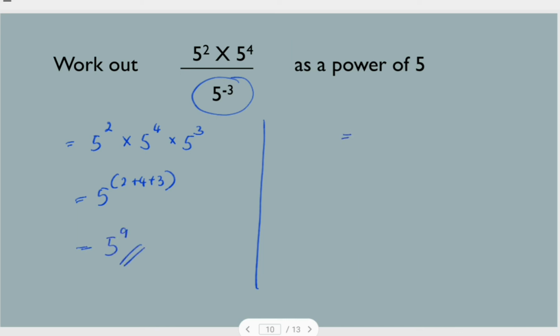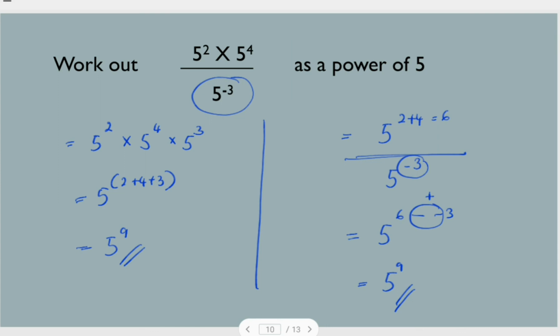Or else 5 to the power 2 plus 4 would be 6 divided by 5 to the power minus 3. So 5 to the power 6, instead of division you can put minus, and then you can apply this minus 3. Minus minus would become plus. So 5 to the power 9 would be your answer.